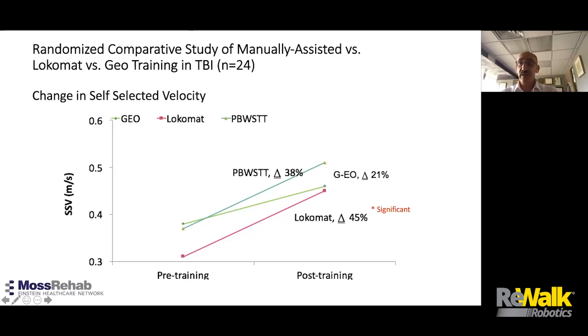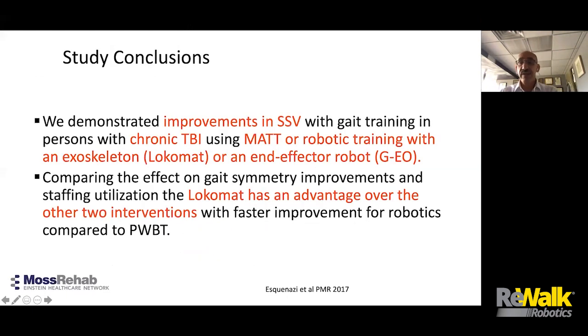So walking is good. If you practice walking, you'll get better at walking. And so this proves that premise, no matter what system you use. There were some other advantages in the conclusions of this study. One is that you can address chronic nature deficits. Two, that you can use devices to reduce the number of staff and speed up the progress of these patients. And so I'll leave it to that.